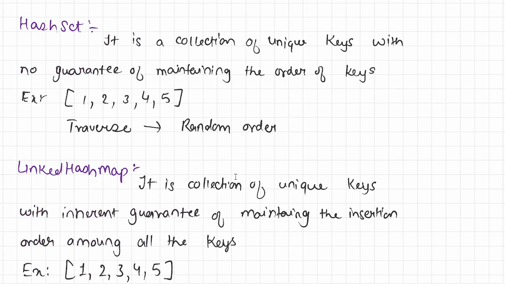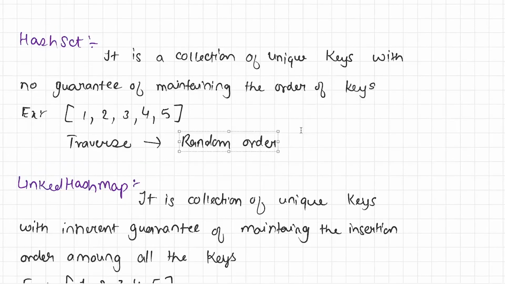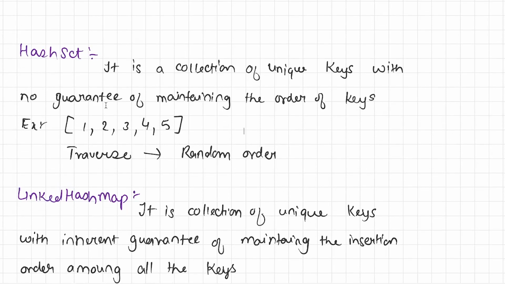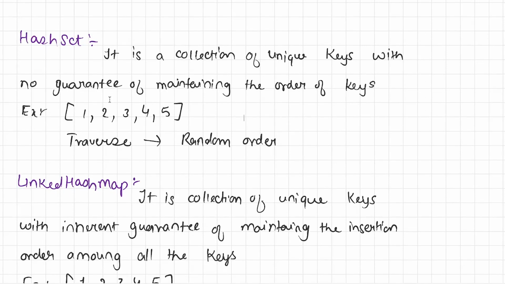So guys, HashSet is a collection of unique keys, and HashSet gives no guarantees of maintaining any order of the keys. For example, let's say we have a HashSet of 1, 2, 3, 4, 5. When we traverse all of these elements, we may get all the elements in random order. That is why I said HashSet does not make any guarantee of maintaining the order of the keys. And why is the name called HashSet? Because internally it uses hashing to store the unique keys. If you are still confused, then do not worry, it will be cleared in a bit.